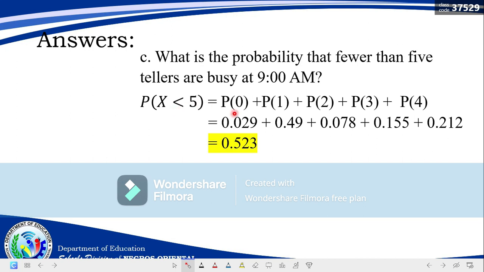Probability when X is 0 is 0.029. Probability when X is 1 is 0.49. Probability when X is 2 is 0.078. Probability when X is 3 is 0.155. Probability when X is 4 is 0.212. That's a total of 0.523, or 523 thousandths.